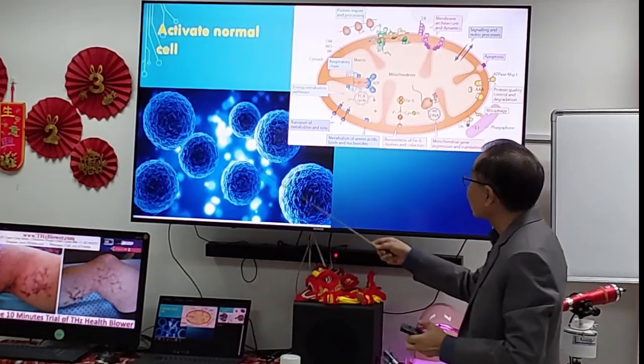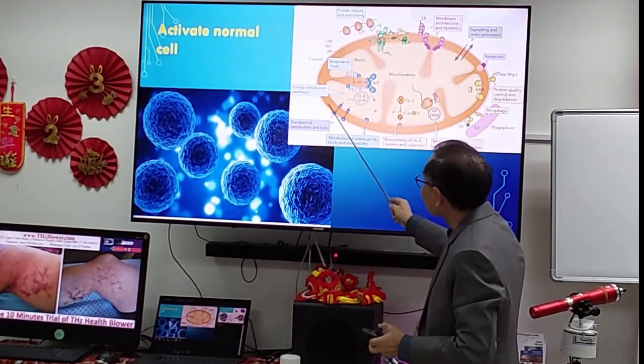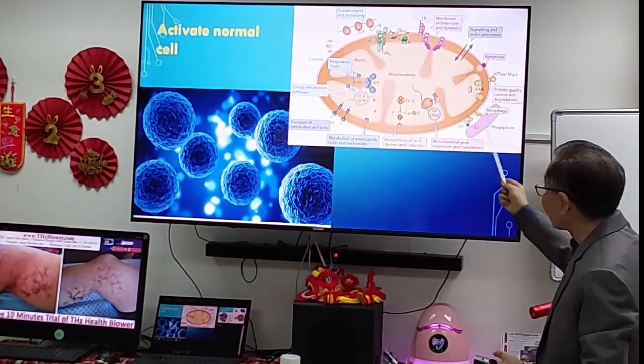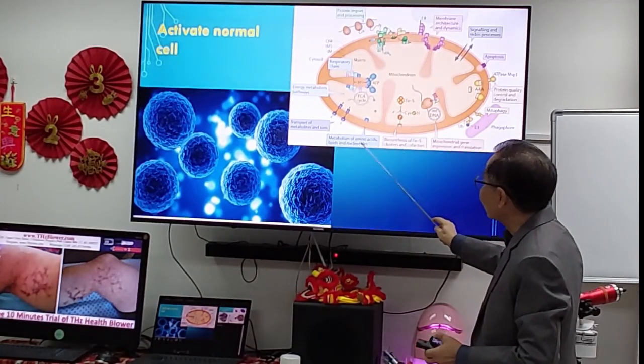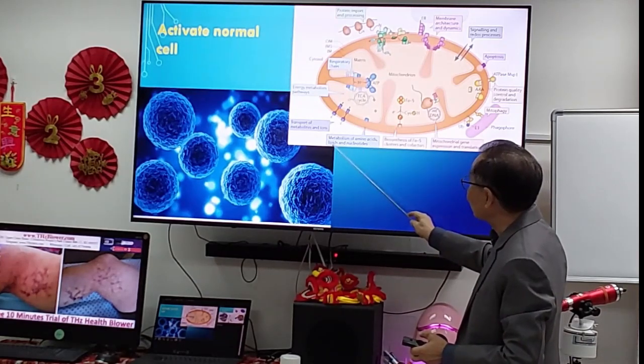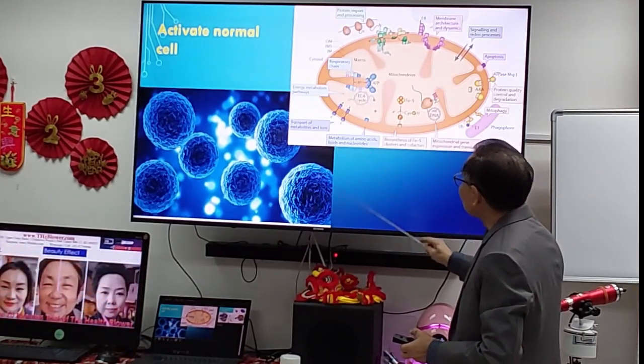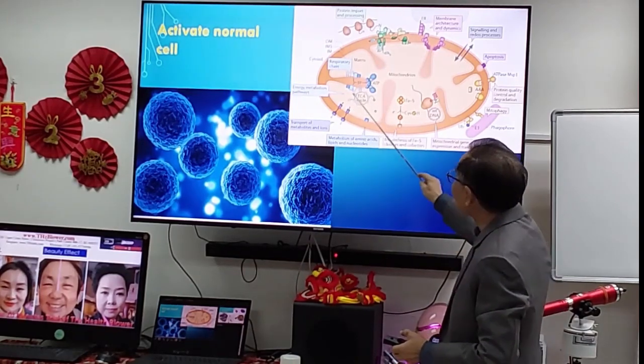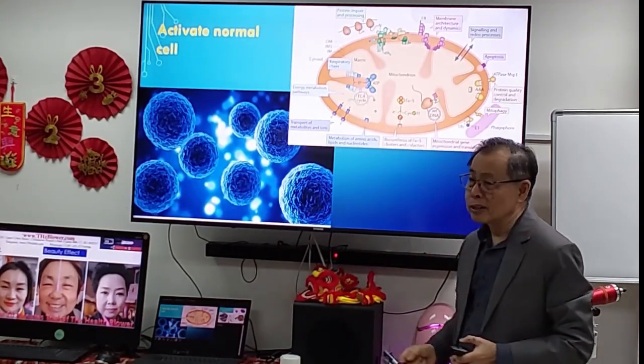It activates normal cells. Within the cells, as I said, we have something called the mitochondria. These are all the activities of the mitochondria listed there. It can metabolize amino acids, lipids which are fats, and so forth. It can transport and metabolize ions, and create energy. ATP is an energy molecule.